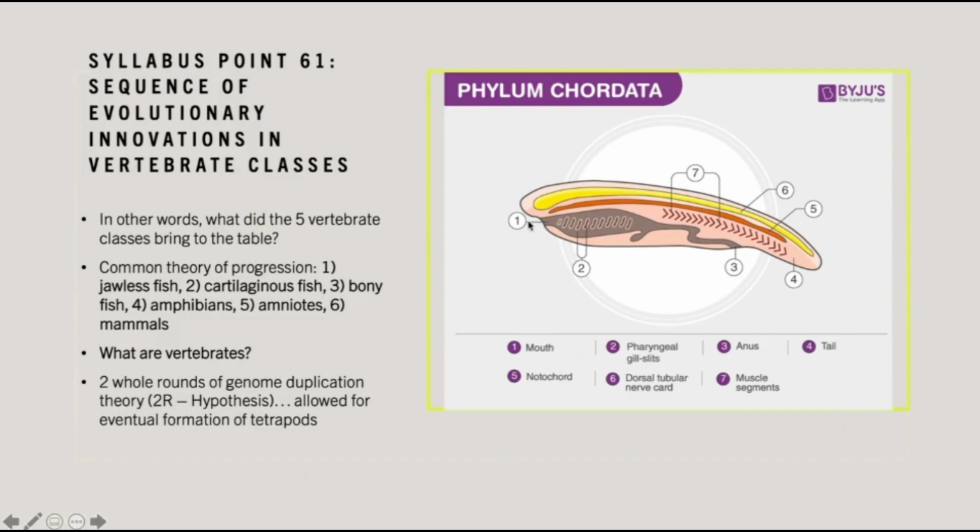So they'll have a mouth, an anus, and a pharyngeal slit, which is going to develop later and can make the thyroid in some animals. Then we have the notochord, which is later going to develop to become the vertebral column. We have the dorsal tubular nerve cord, which is going to become like our spinal cord. Then we have our muscle segments, which are going to make our muscles later, and then a tail. So most vertebrates have this structure, at least in their embryo stage.